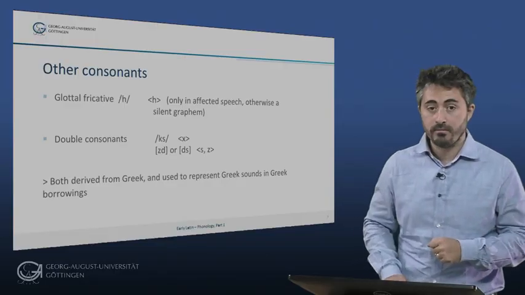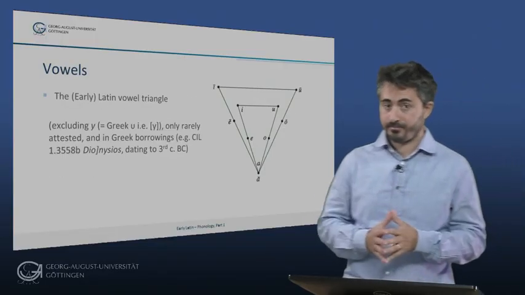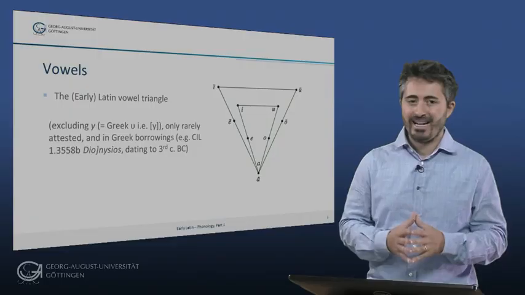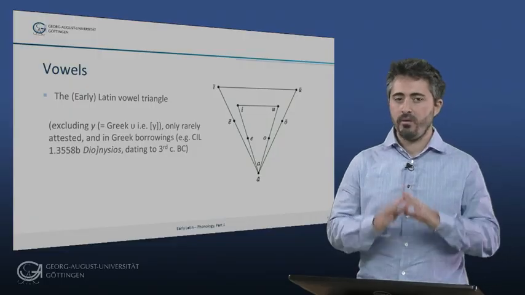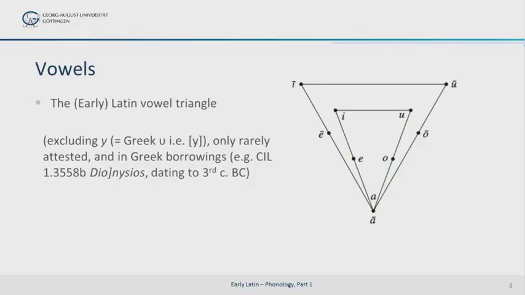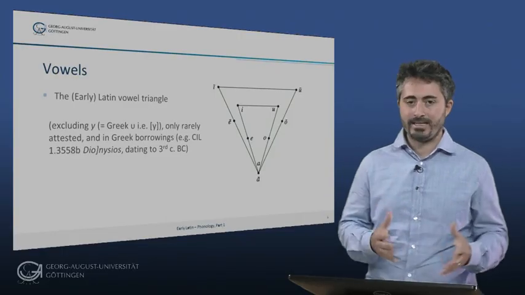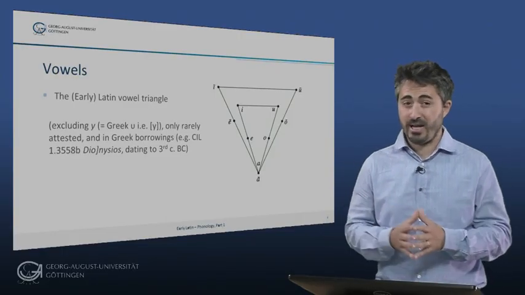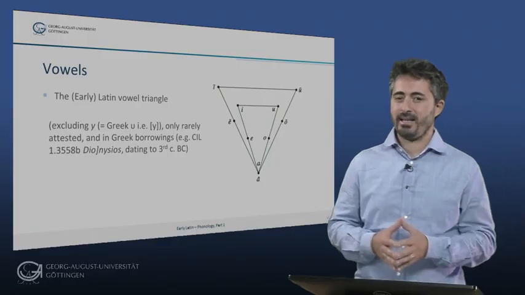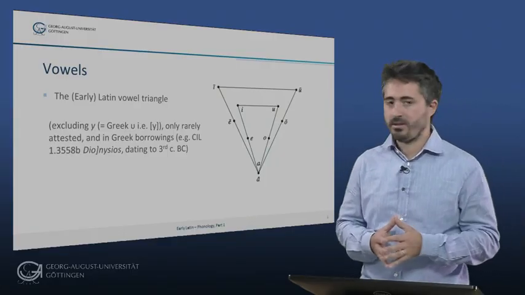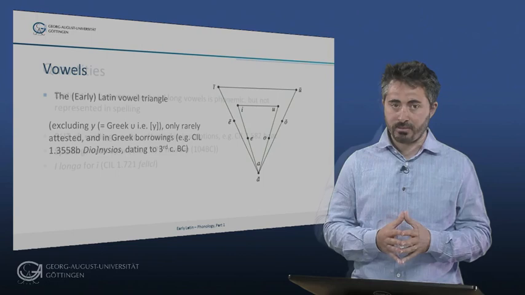I will now move on to the vowel system. Early Latin had a typologically common system with 5 short vowels, a, e, i, o, u, in the writing, and 5 corresponding long vowels. I have excluded the letter Y, which was not native to Latin, and in inscription is only rarely attested to represent the sound of the upsilon in Greek borrowings.